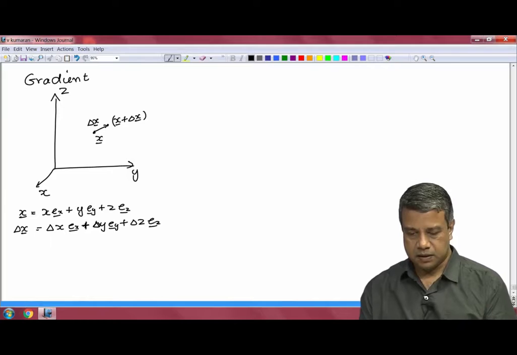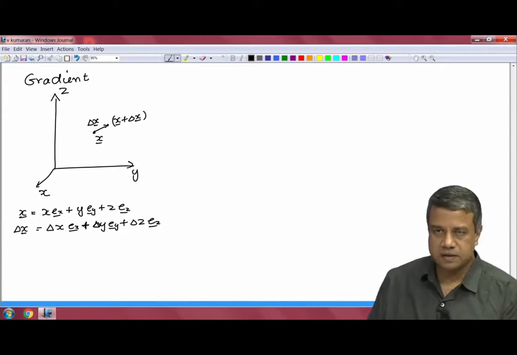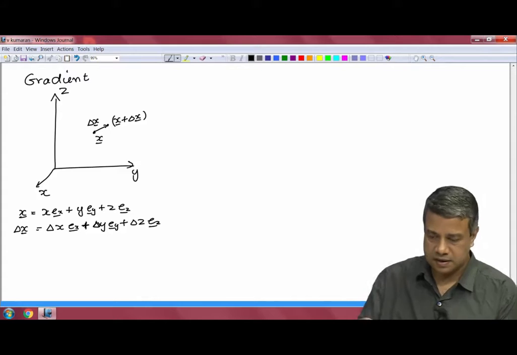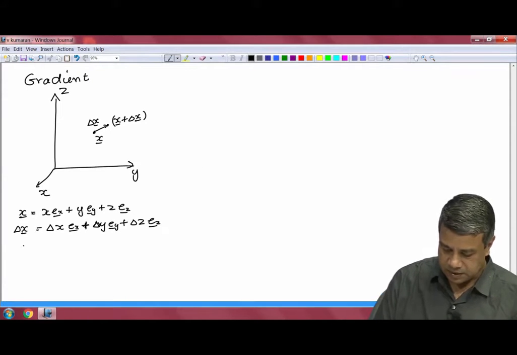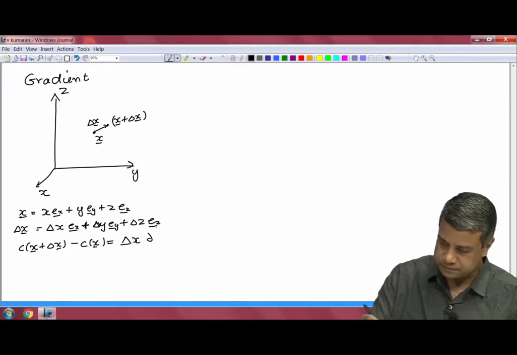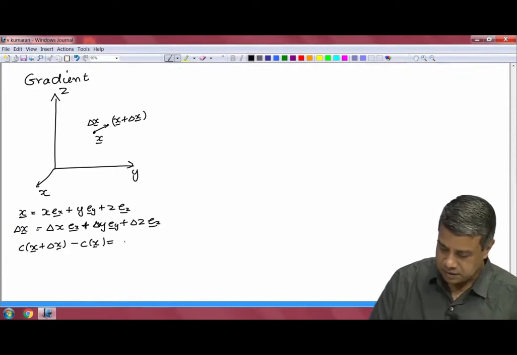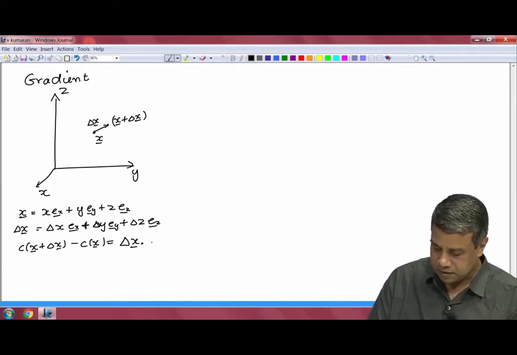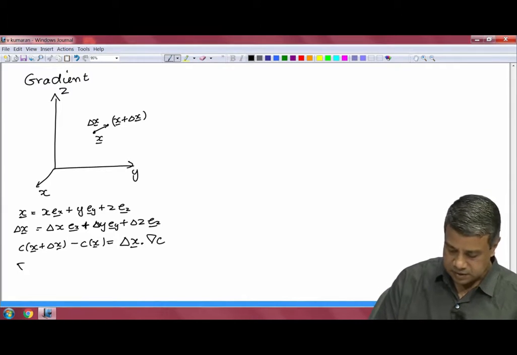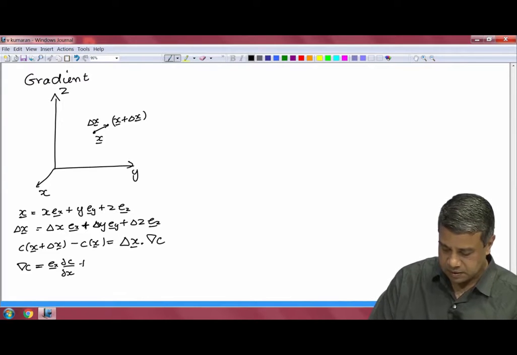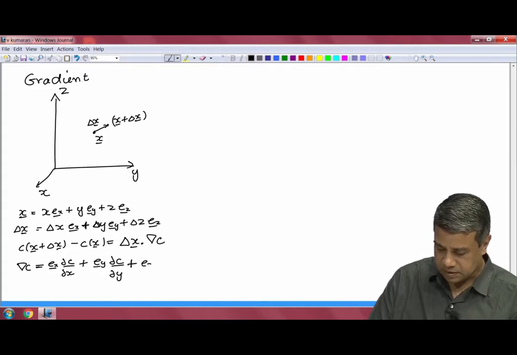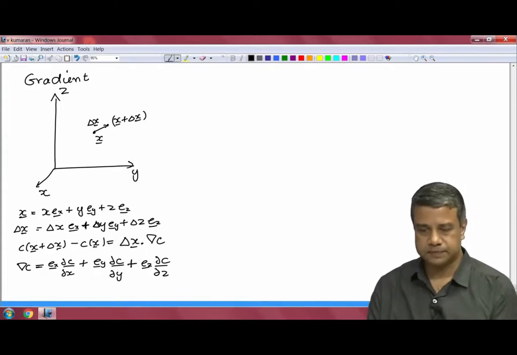Then the difference in a scalar field, a concentration say, between the locations x plus delta x and x can be written as c at x plus delta x minus c at x is equal to delta x vector dotted with grad c, where grad c is equal to E x partial c by partial x plus E y partial c by partial y plus E z partial c by partial z.